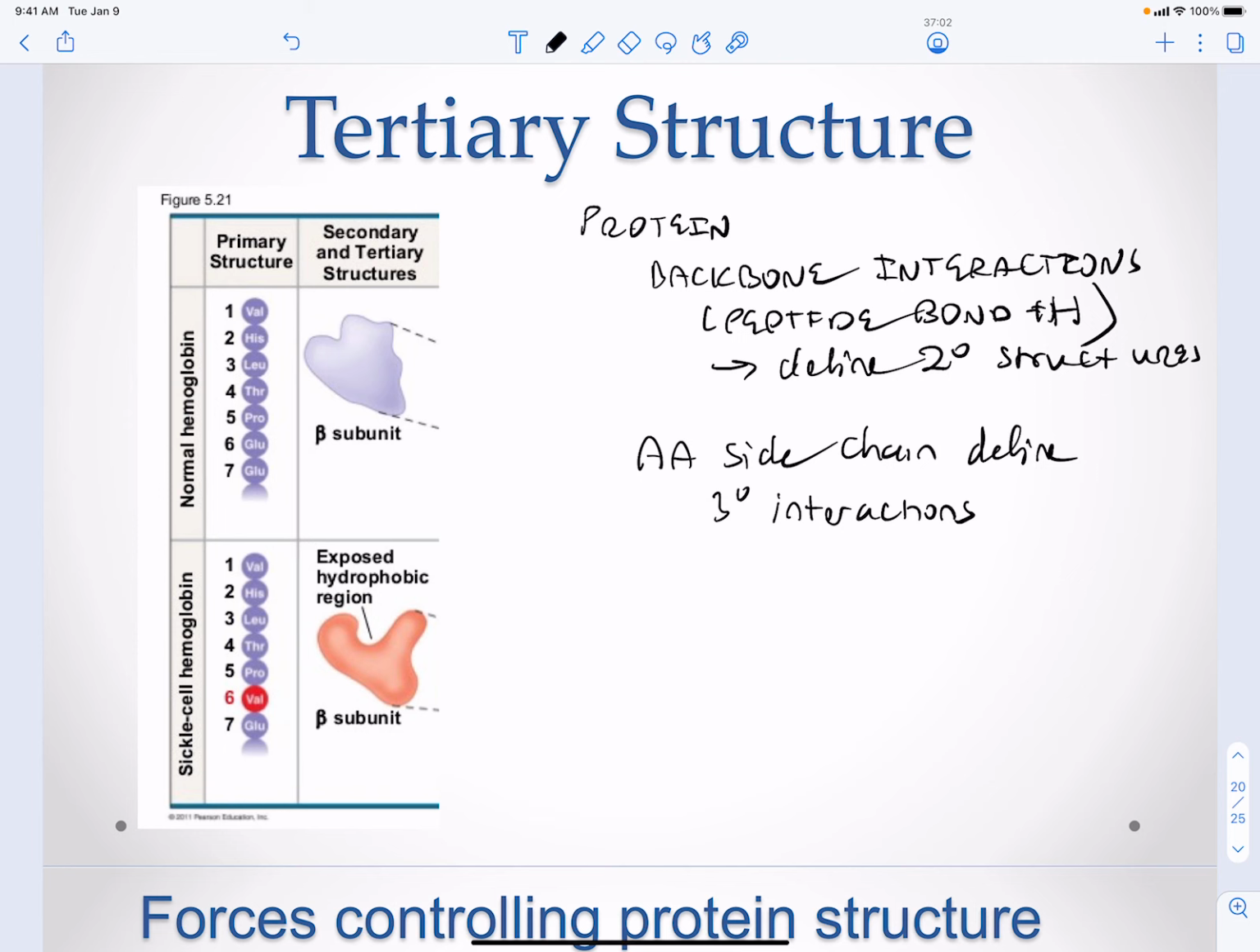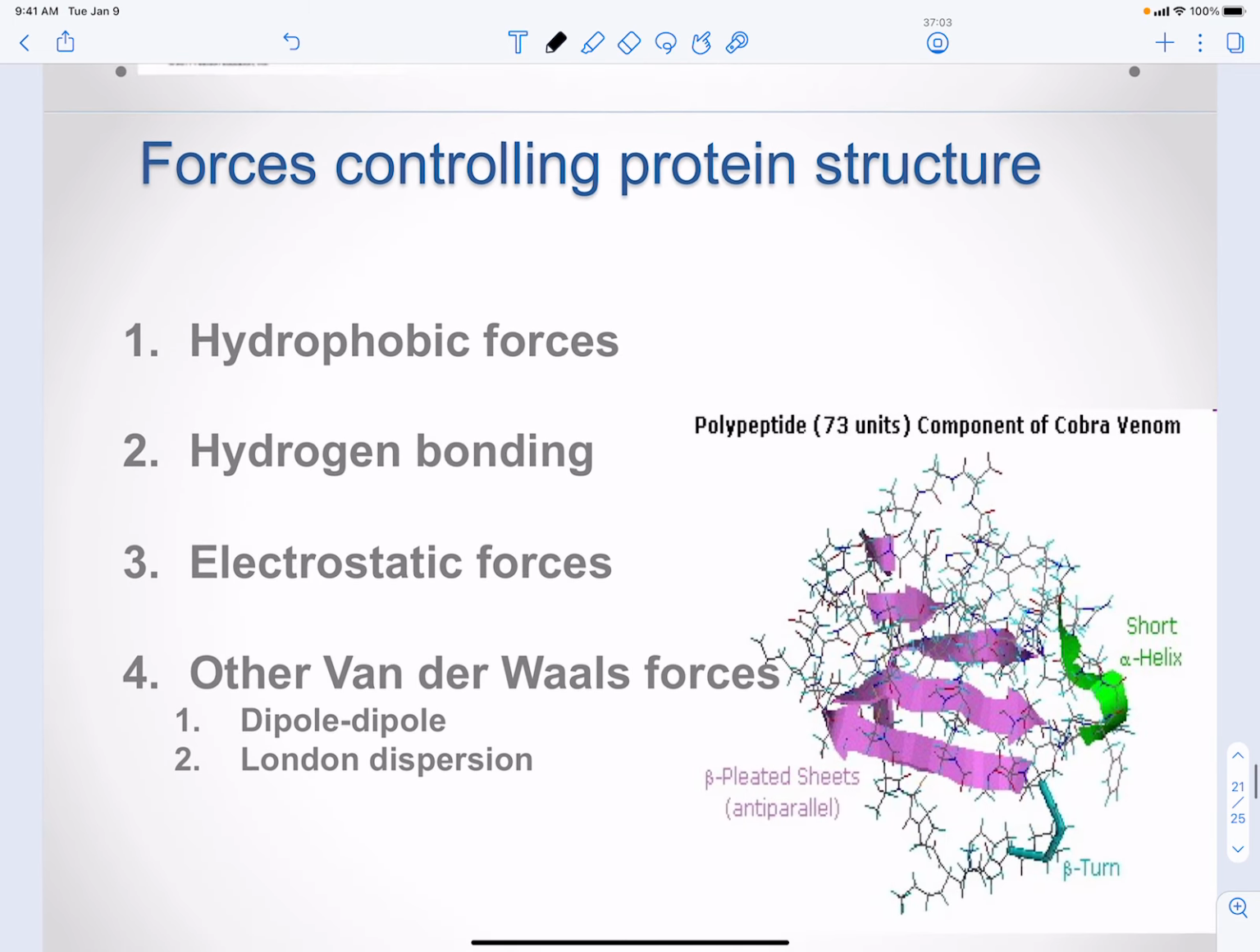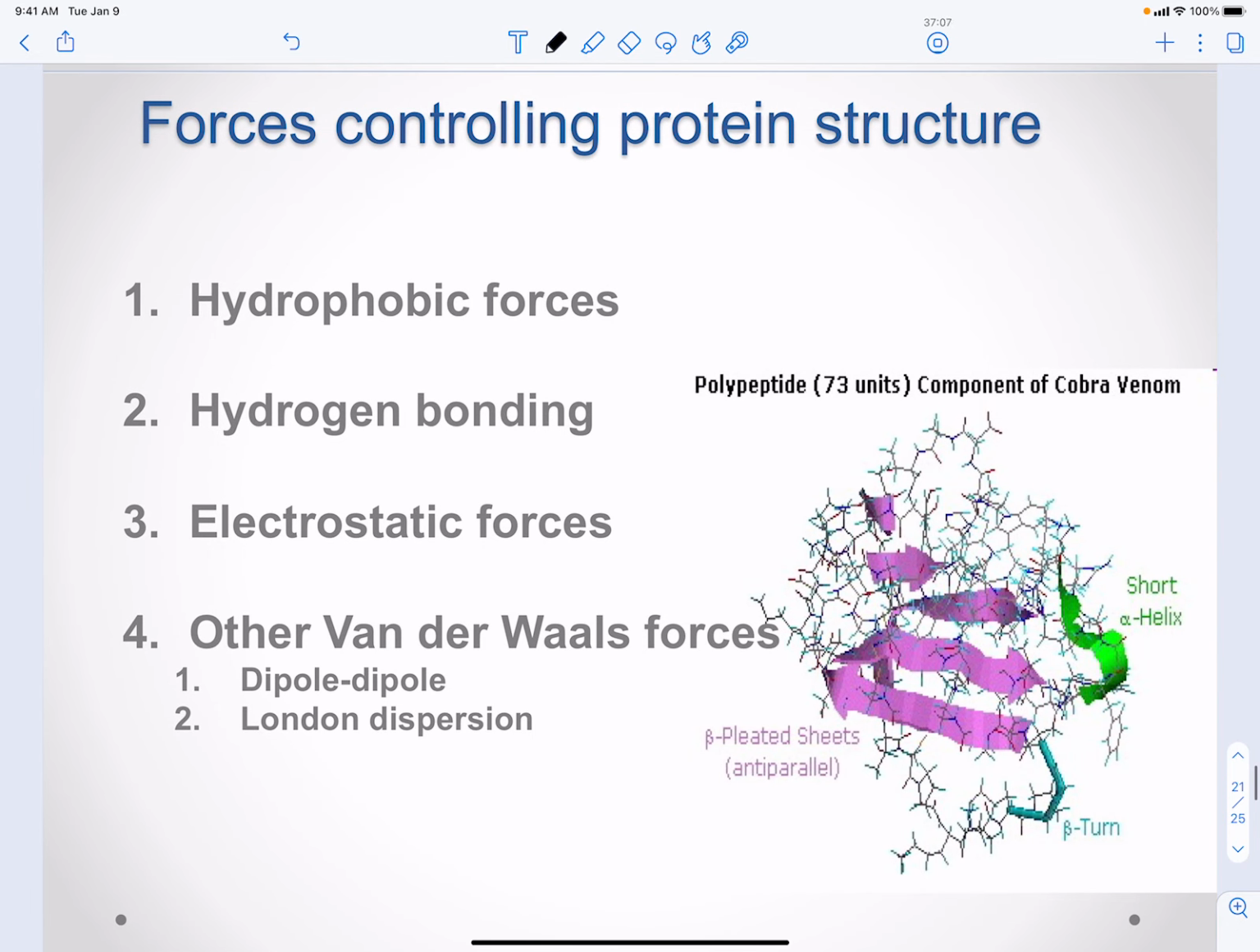Now, forces that are going to control these are the forces that were already talked about. We have our hydrophobic forces, our hydrogen bonding, electrostatic, other van der Waals forces such as dipole-dipole, which is similar to hydrogen bonding, and our London dispersion forces, which are our weaker forces. And so all the amino acid side chains interacting with all of these forces are what are going to create that tertiary structure.